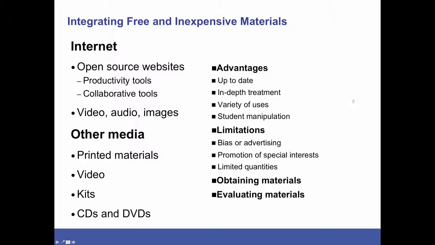Things such as obviously open source websites that have productivity tools or collaborative tools that are free. You can do a lot of video, audio, and images from the internet. You can find printed materials, video, and different kits, CDs and DVDs, such as the Library of Congress website has a lot of things you can download and use. Lots of times museums have things you can download and use.